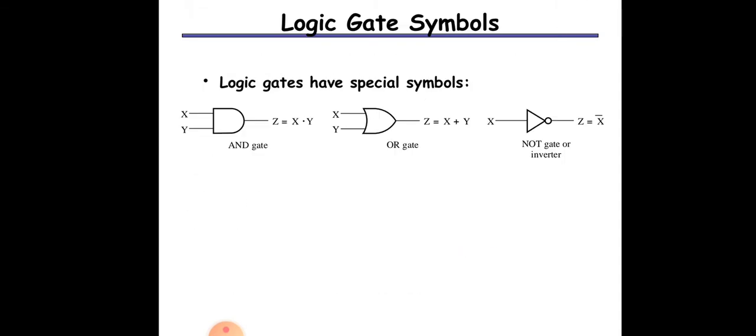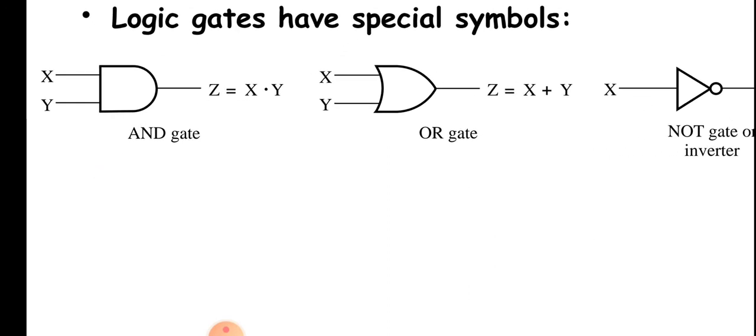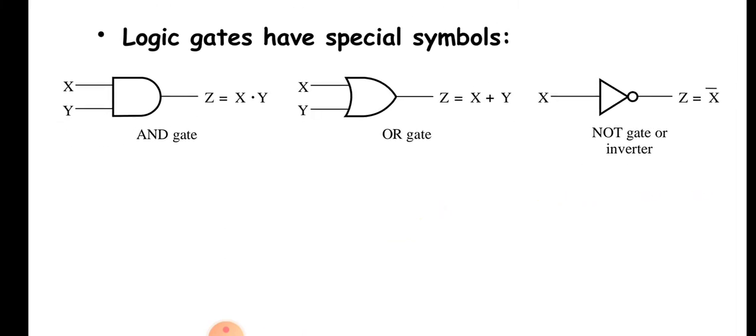Then the logic gates, we have already discussed how we represent the AND gate. This is the representation for the AND gate. So this is for the AND gate, x and y, AND is for the product, multiplication. Then the OR gate, x plus y, and this is for the NOT gate.